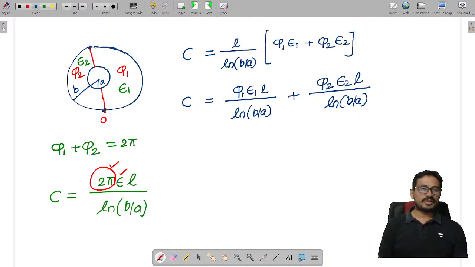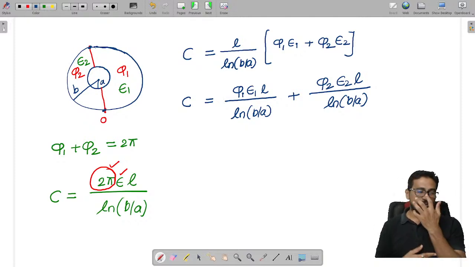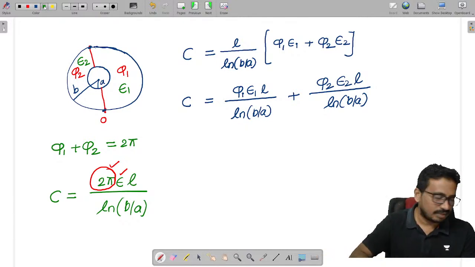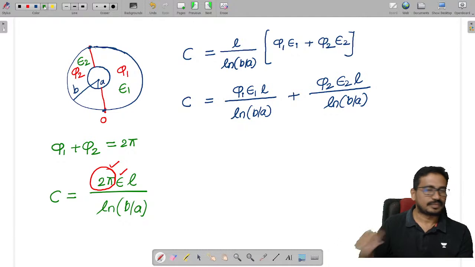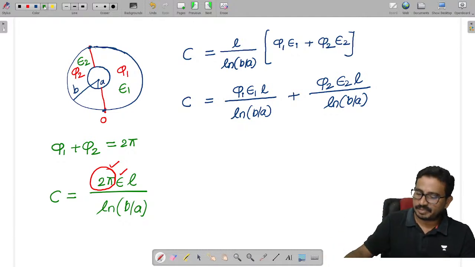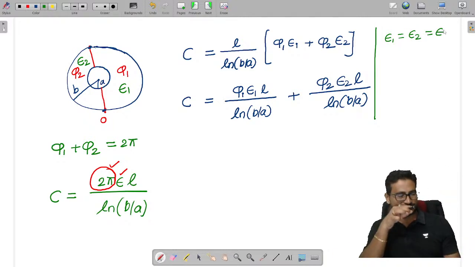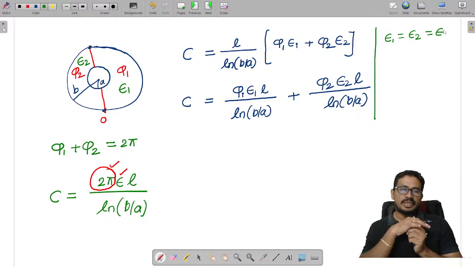Now let's verify this also. If I filled both with a single medium, then what will happen? If the complete part is a single medium, that means epsilon 1 equals epsilon 2, which is equal to epsilon, then what will happen? You tell me.